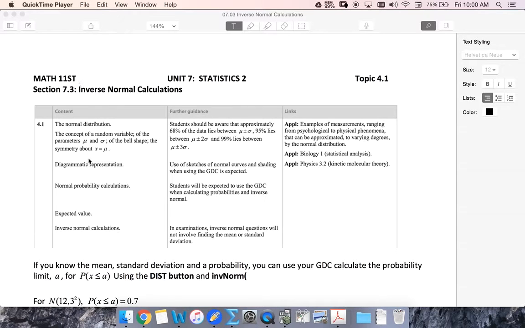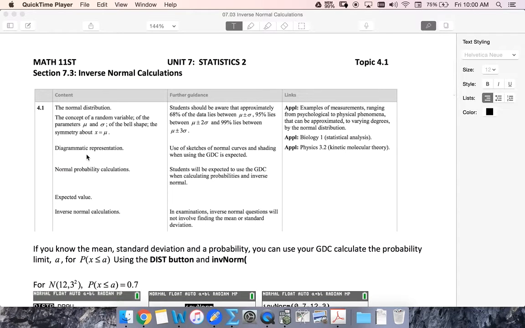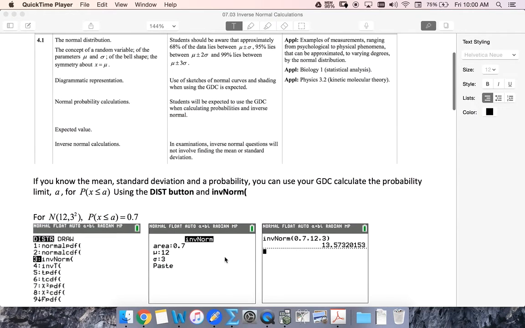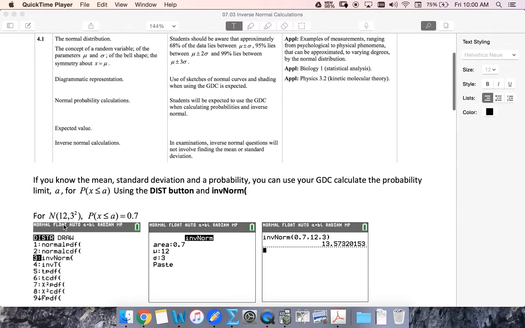All right, so last class we looked at the idea of using our calculator to find probability on a normal graph. But now what happens if we know the probability and we want to find the x-axis values? So for that, we're going to go back into our distribution button, but now we're going to use inverse norm. Just like addition and subtraction are inverse operations, norm and inverse norm are inverse operations. So let's look at this example.